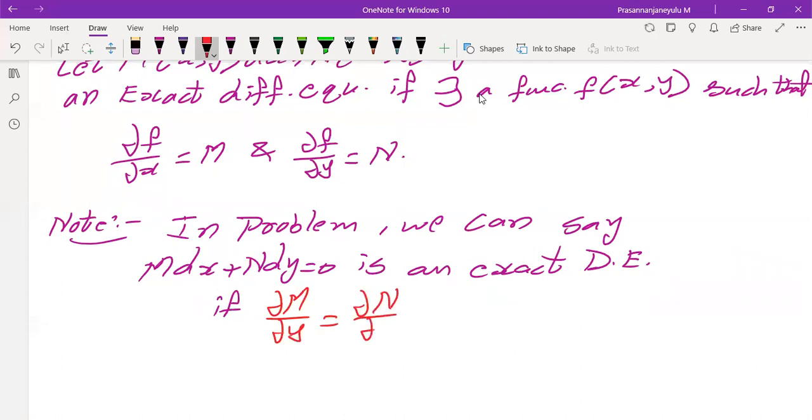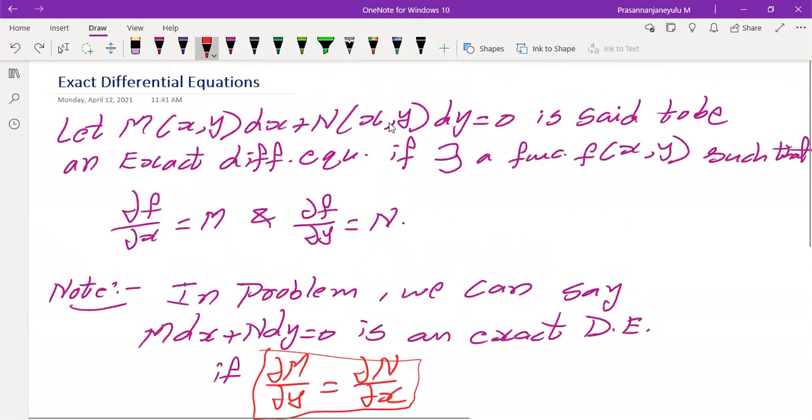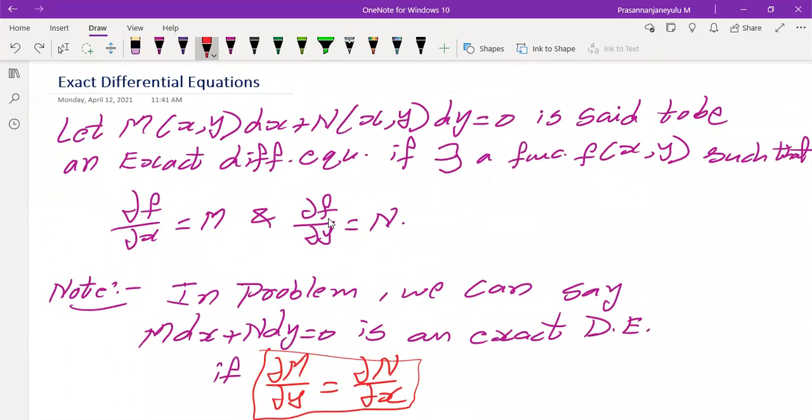What is the definition? Is this the definition? No. If this condition is satisfied, are we checking it in our definition? No, it's different. Both are different. The definition is different, but while we are doing problems, the concept is different. In problems, we can say M dx plus N dy equals 0 is an exact differential equation if ∂M/∂y equals ∂N/∂x. But damn sure they will ask for the definition. Whenever they ask for the definition in the examination, you should not write this note. That is very, very important. This note is applicable only for problems, not for the definition.